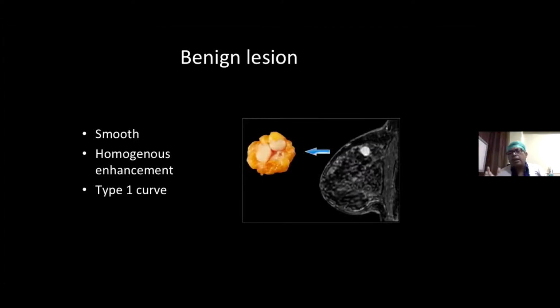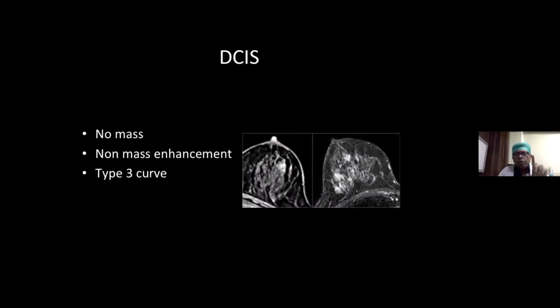But this is a classical benign lesion. Now look carefully, this is completely benign and it is completely smooth, just like in ultrasound or in a mammogram. This is completely smooth. It's a homogeneous enhancement that you see. But when you look at this, look carefully.